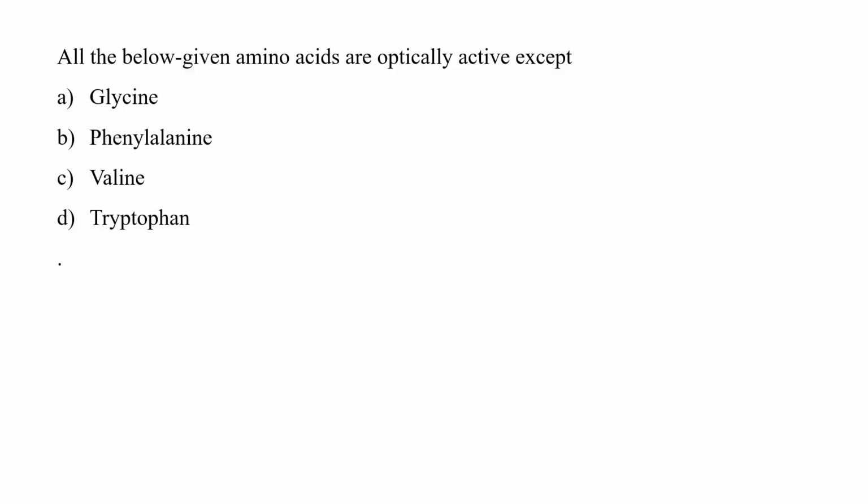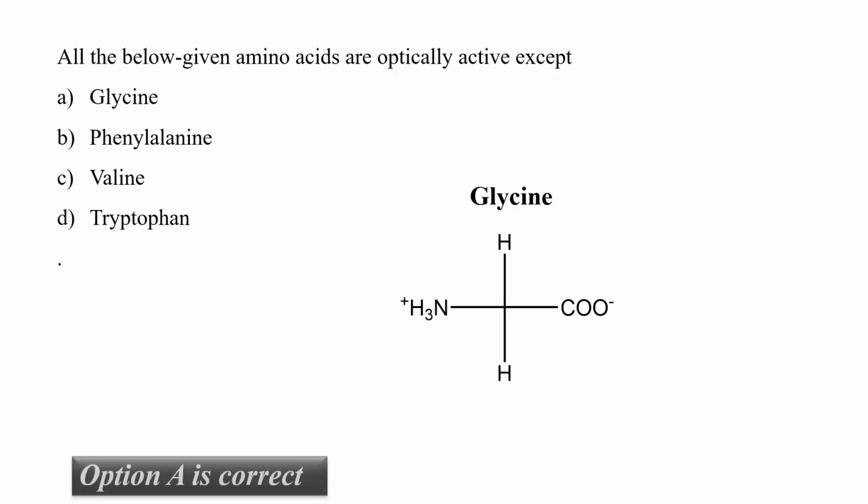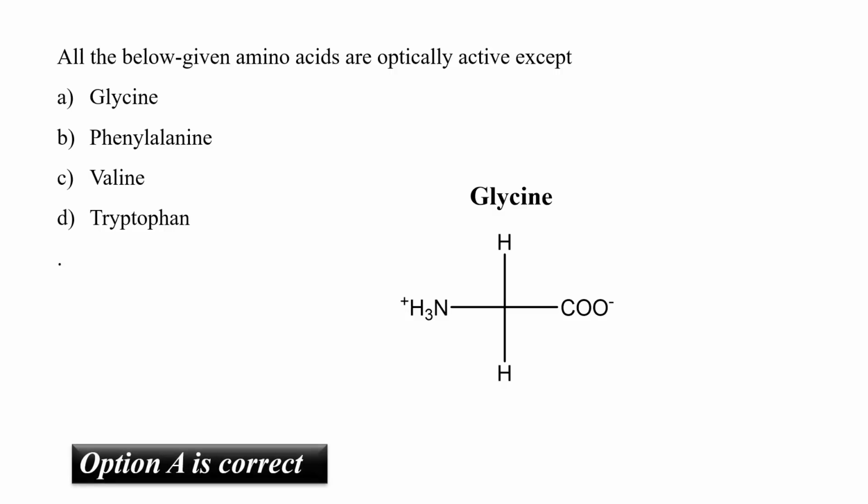All the below given amino acids are optically active except glycine, phenylalanine, valine, and tryptophan. As we have just discussed, glycine does not have any asymmetric carbon, hence it has to be optically inactive. So option A has to be the correct answer.